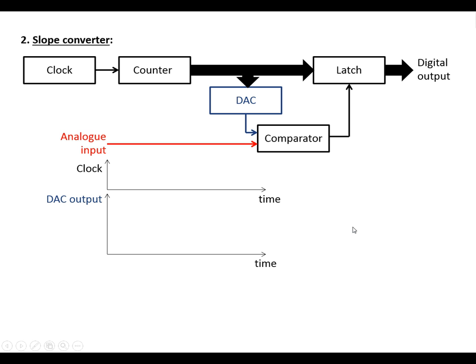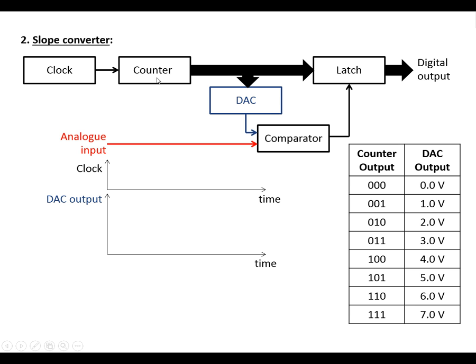Slope converter looks more complicated, and indeed for small systems it is. But for larger systems, when you're getting above just a few bits on the output, it's going to be simpler. We've got a clock going into a counter, and the counter's going to be continually counting up. The example we're going to use is a 3-bit system, so it's going to be counting from 0 to 111 continually. The output of this goes to a digital to analog converter, which generates a voltage which is proportional or represents the count.